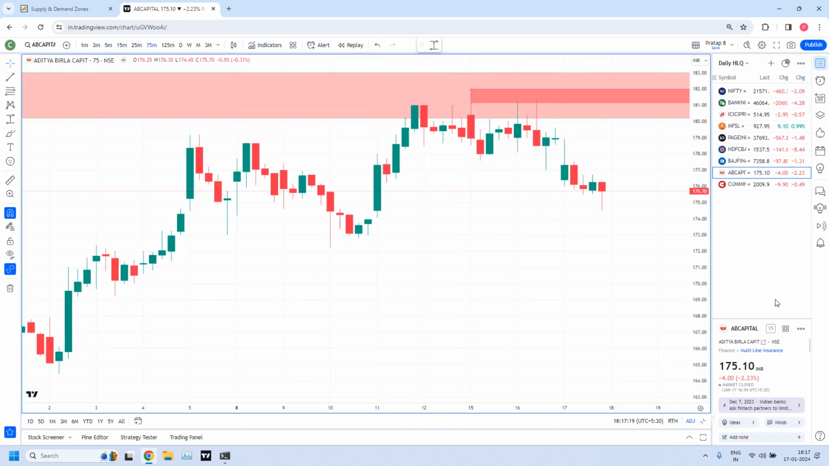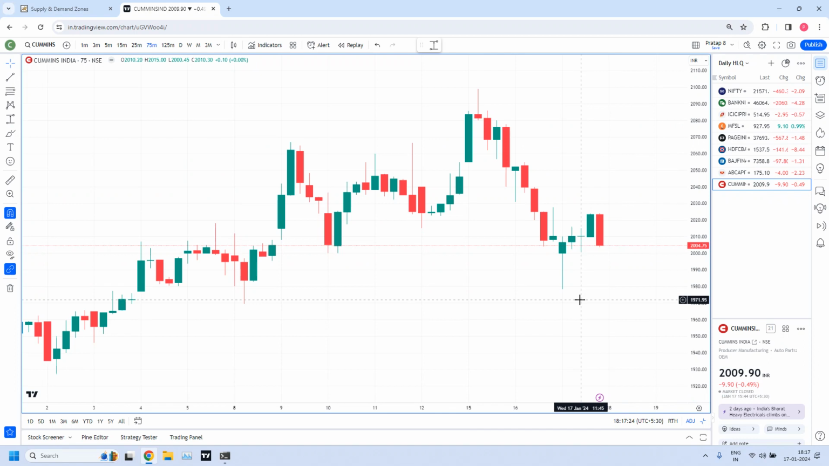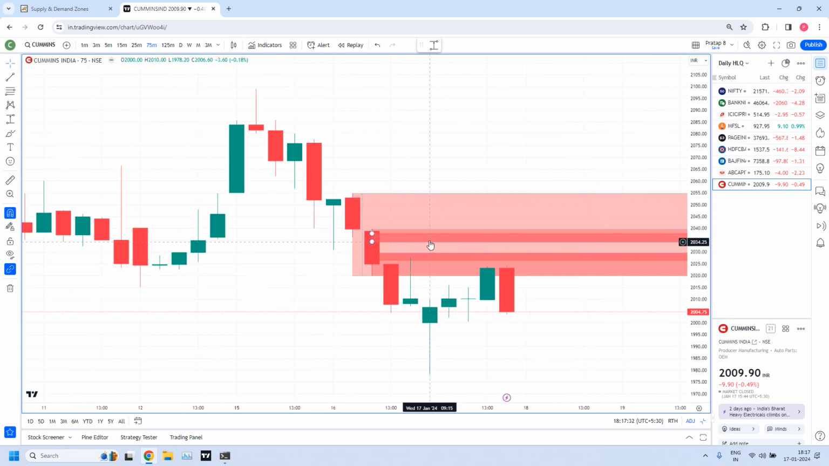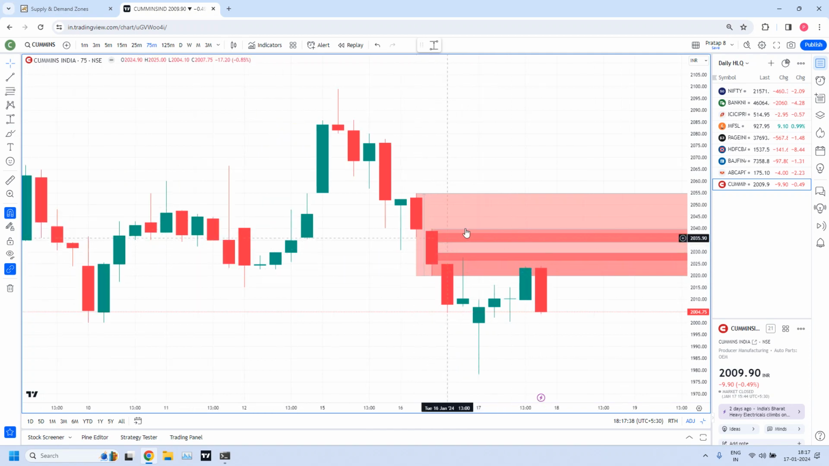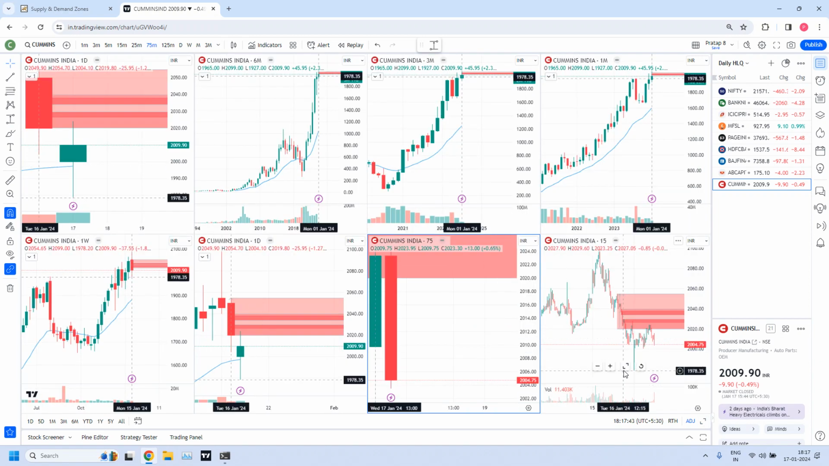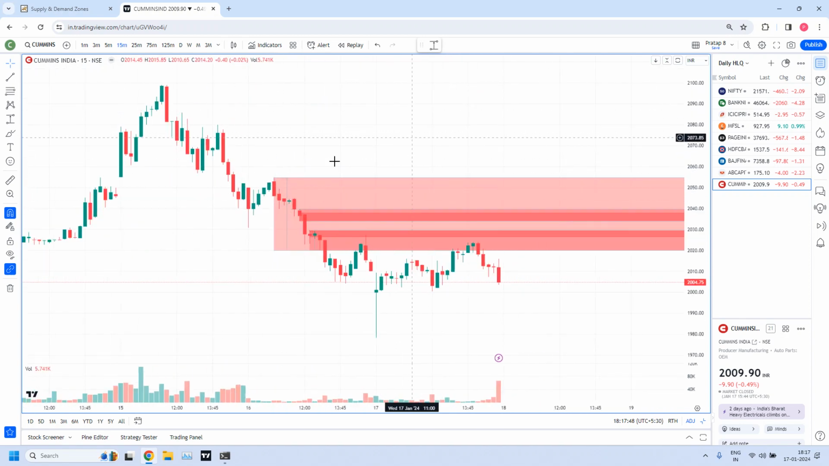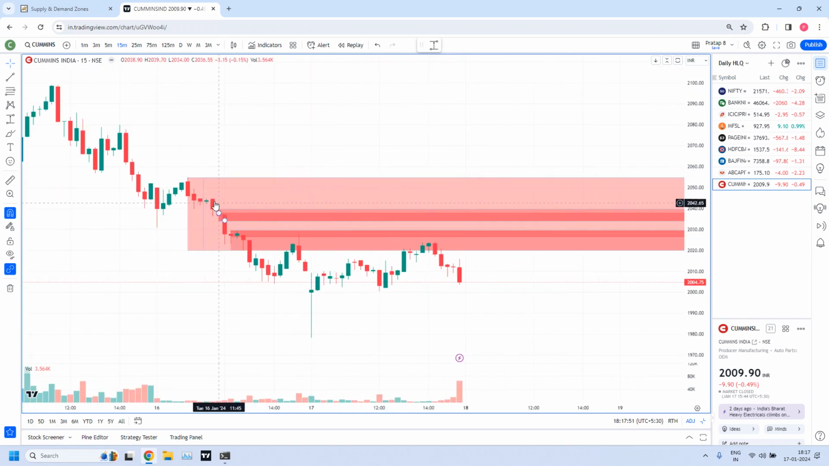And the next stock is Cummins. See, this zone is already tested. So that's why you need to plan the trade on the one above. If you look, this is a 75 minute zone. But within this 75 minute zone, observe something interesting. You have a drop based drop, again a drop based drop. Two 15 minute zones are there.